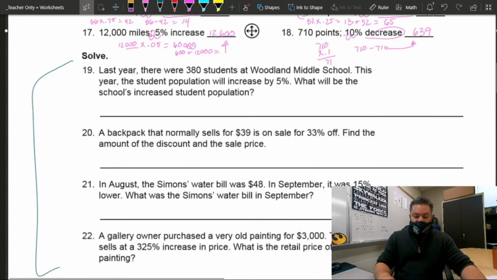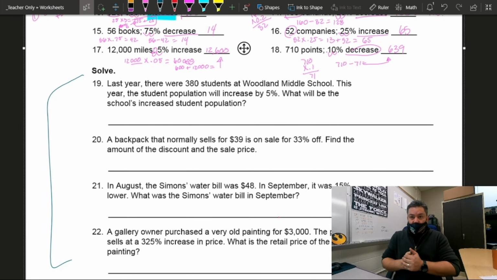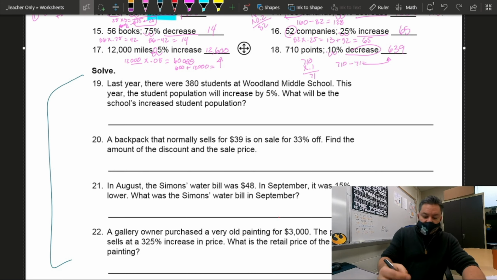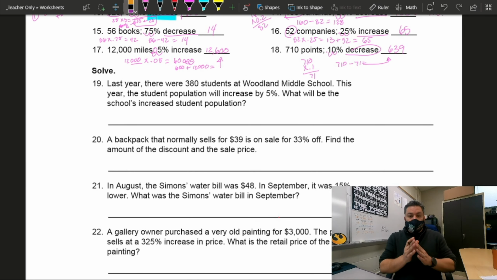So number 19, again, we're still talking about percent change, and this is most likely going to be to find the new amount. Now it's a word problem. Remember, to find the new amount, we're going to have to convert the percent to a decimal, multiply by the original, and then either add or subtract, depending on if it's an increase or decrease.